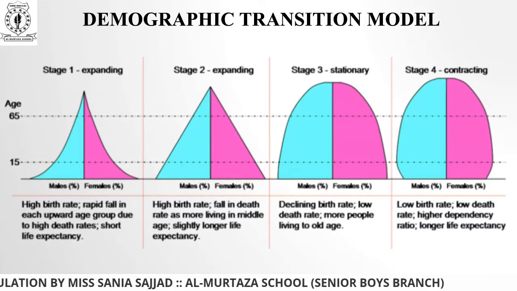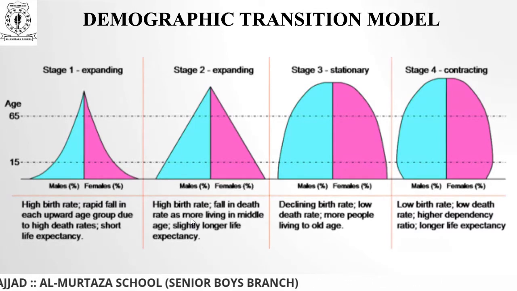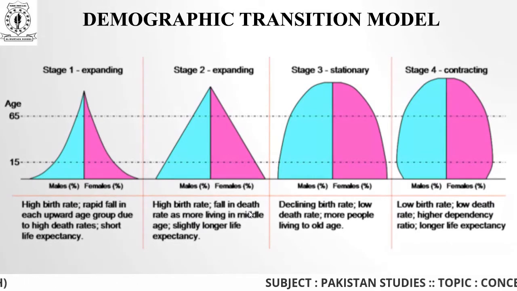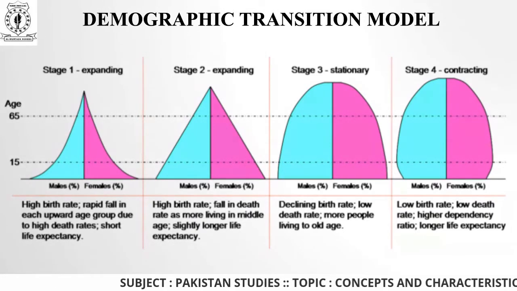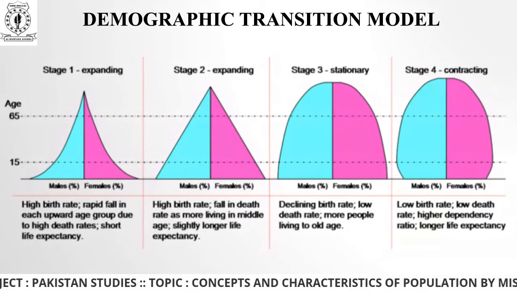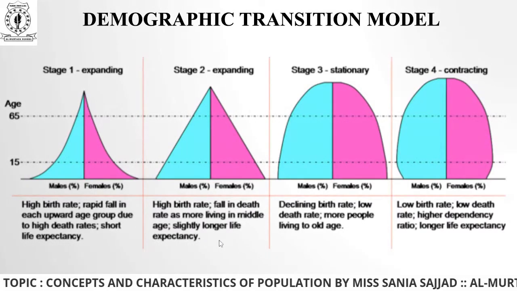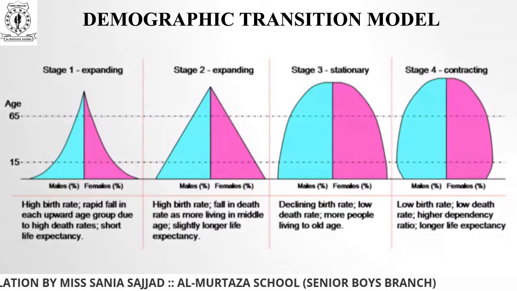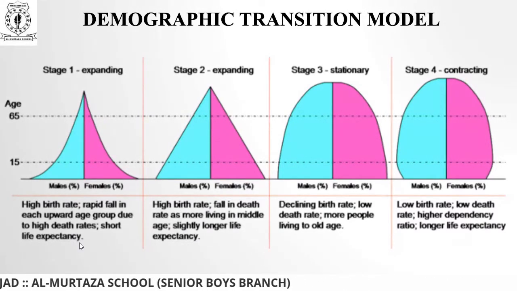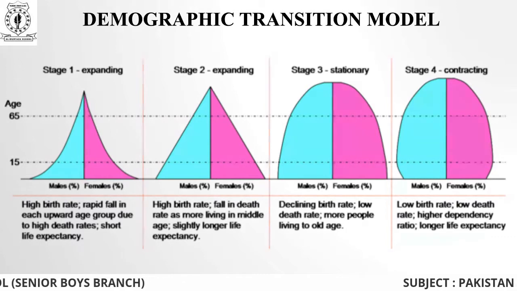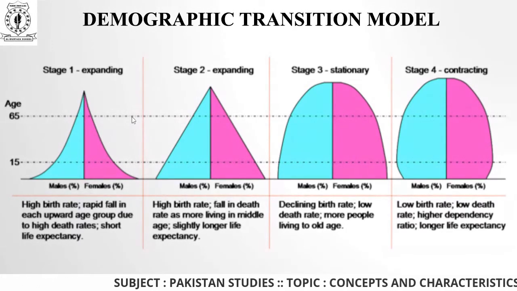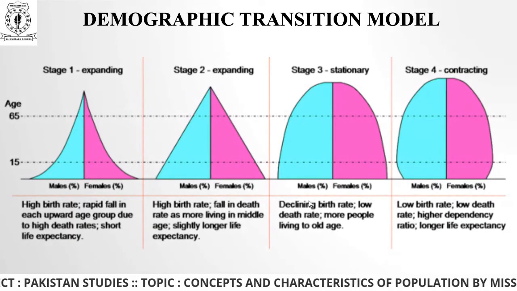So this is the main reason that high birth rate is there, but that rate has fallen because people were literate, they had knowledge about what they have to do and how they have to spend their life, right? Due to this factor, there was automatically a longer life expectancy, but in stage 1 it was a short life expectancy. Now let's come to stage 3, that is the stationary stage.